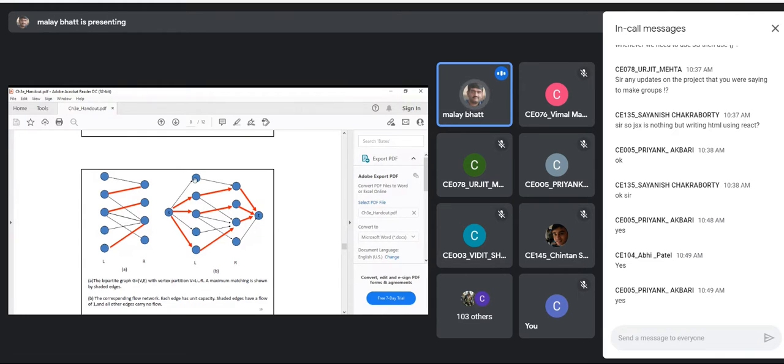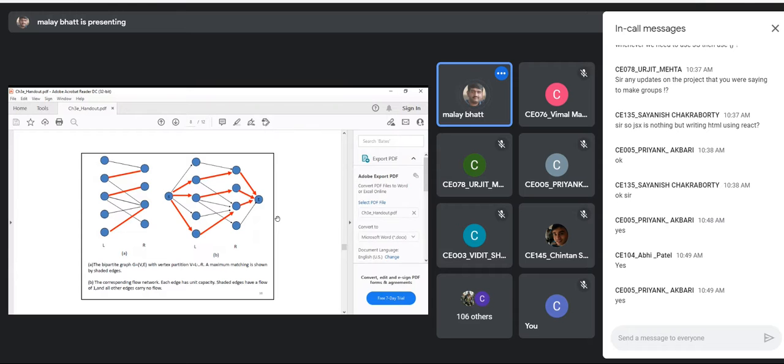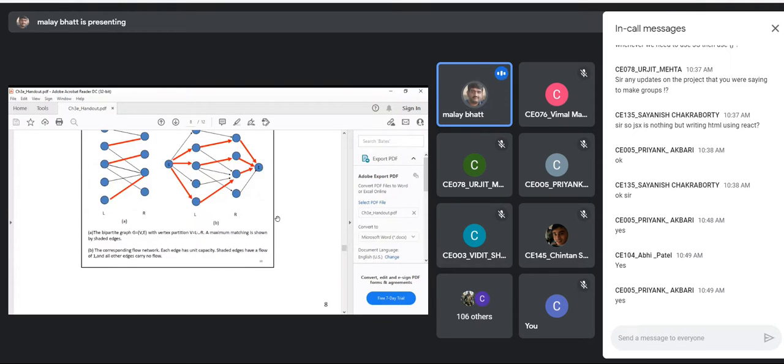You cannot connect node 1. Similarly, you cannot connect node number 4. L1 is connected with R1, which is already used, and L4 is connected with only R3, which is already utilized. So you cannot have another possible solution with more matching. You can have a matching of 3, right? But you cannot get a matching of 4 nodes. So that is how, through a Ford-Fulkerson network, you are able to find a maximum matching in the bipartite graph.